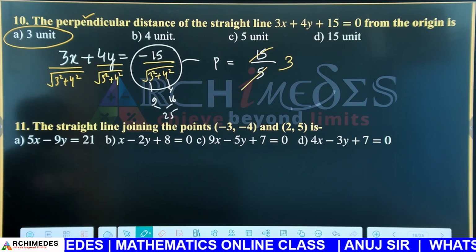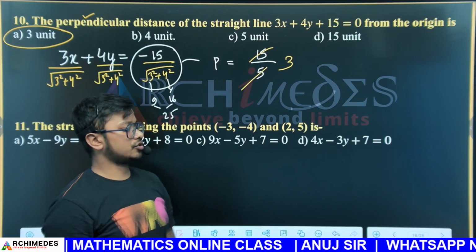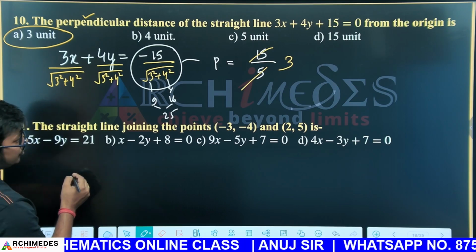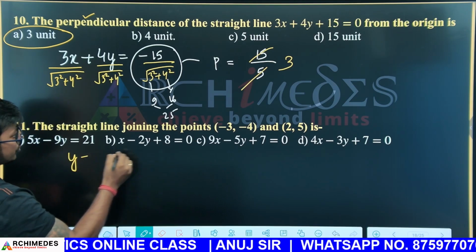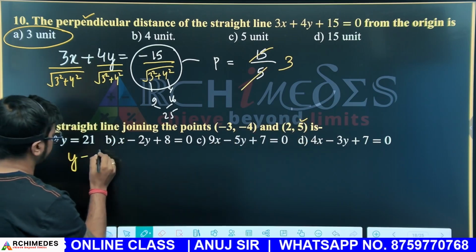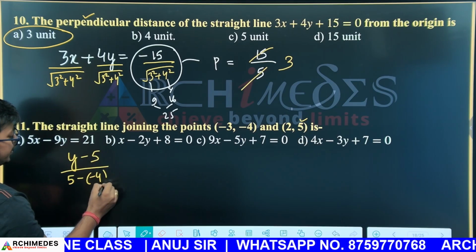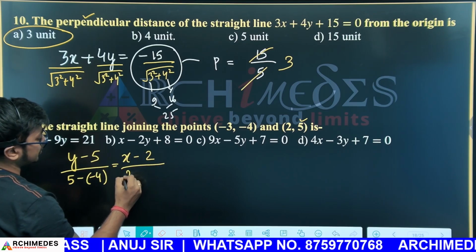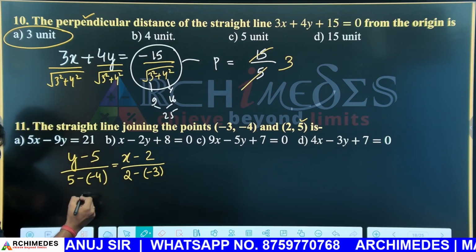So the next question is the straight line joining the point this and this. Whenever two points are given, how to form the straight line? You have to use that formula. Okay, y minus y1. Am I clear? So y minus y1, so y1 here is 5, divided by y1 minus y2, that is minus 4. Am I clear? Is equal to x minus x1 by x1 minus x2. Am I clear? So when I solve this one, check it.